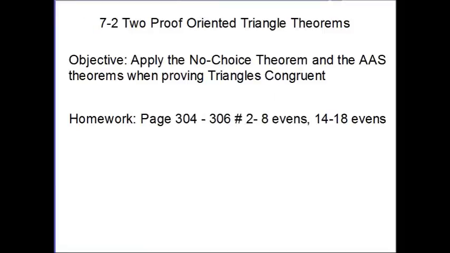Welcome to Section 7.2, two proof-oriented triangle theorems. Our objective for today is to apply the no-choice theorem and the angle-angle-side theorem when proving triangles congruent. For our homework, we're going to be working on pages 304 to 306, 2 through 8 evens, and 14 to 18 evens.